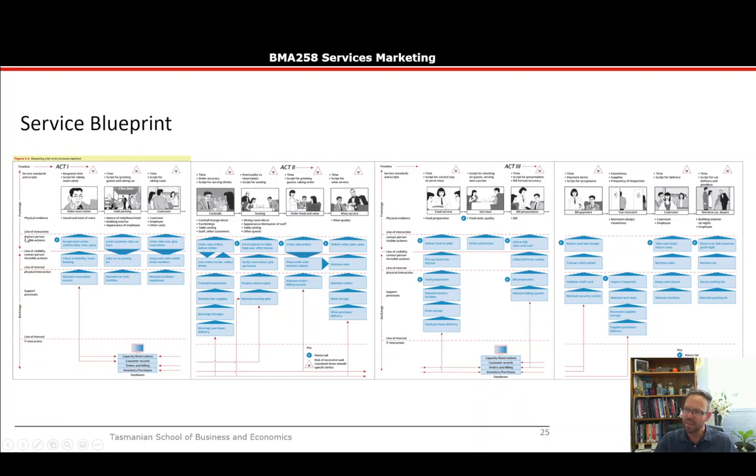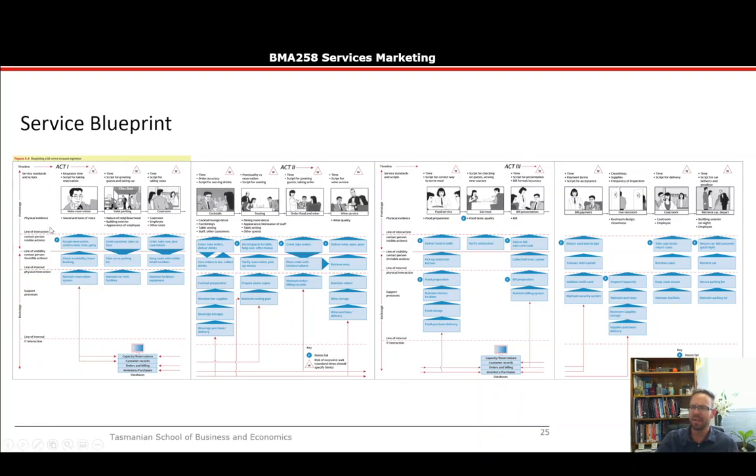The next one is the physical evidence, and that's things such as, if someone calls, you need to have a telephone. Or if someone drops off their bags and you need to take them to the room, you need that trolley that you can hang bags on, stuff like that. All those types of things. So this is the physical evidence line.